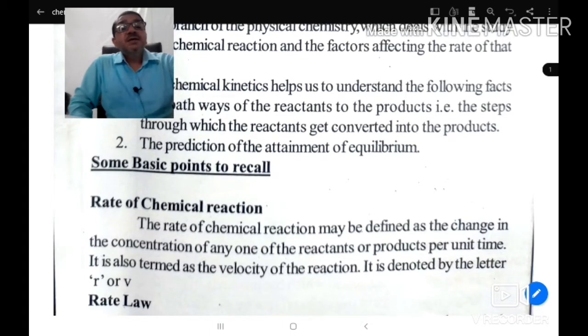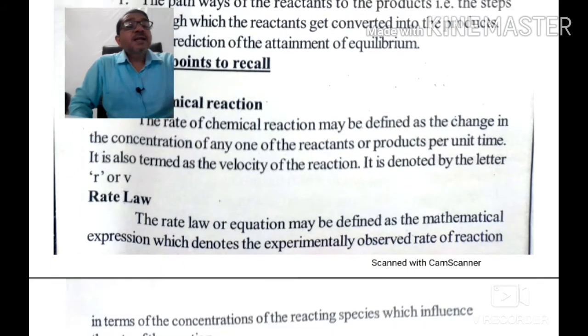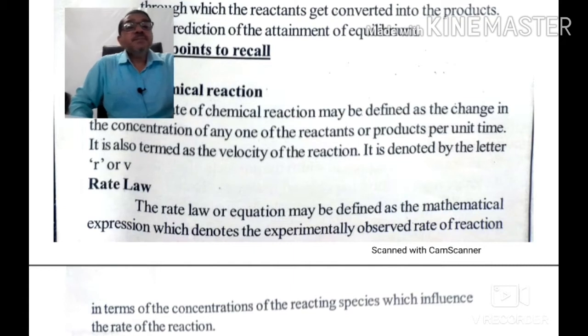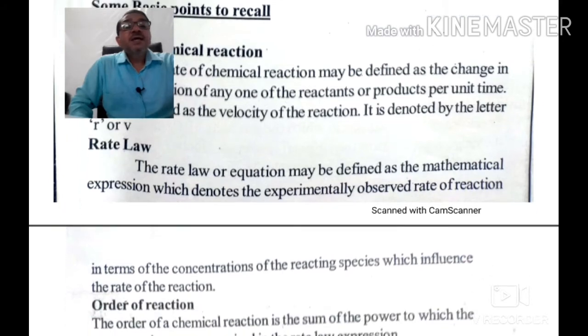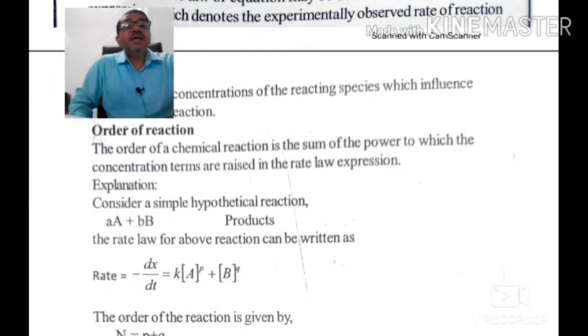So what is that? Rate of chemical reaction. The rate of chemical reaction may be defined as the change in the concentration of any one of the reactants or products per unit time. It is also termed as the velocity of the reaction. It is denoted by the letter R or V. Another term is rate law. The rate law or rate equation may be defined as the mathematical expression which denotes the experimentally observed rate of reaction in terms of the concentration of the reacting species which influence the rate of the reaction.